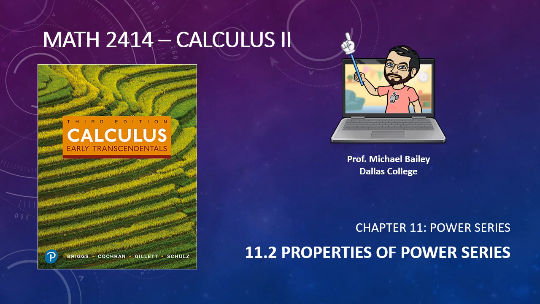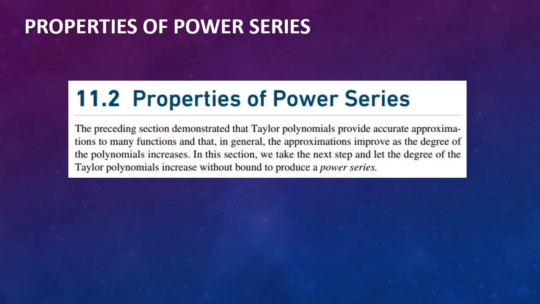Our next section is 11.2, Properties of Power Series. The preceding section demonstrated that Taylor polynomials provide accurate approximations to many functions, and that in general the approximations improve as the degree of the polynomial increases. In this section, we take the next step and let the degree of the Taylor polynomials increase without bound to produce a power series.